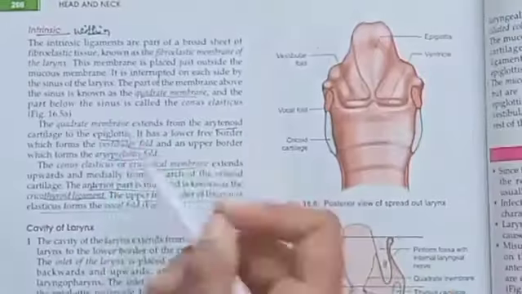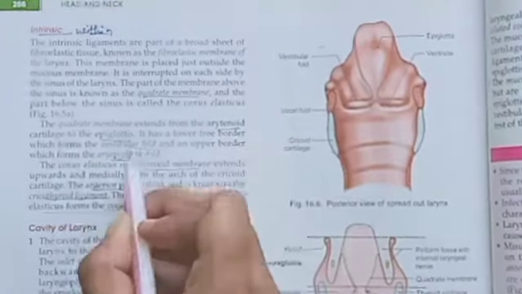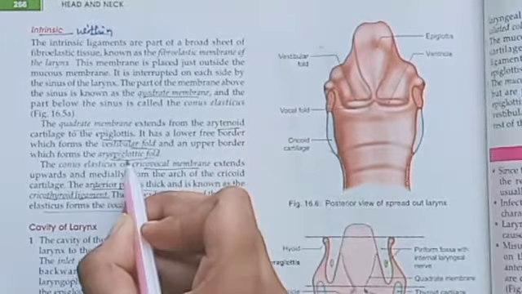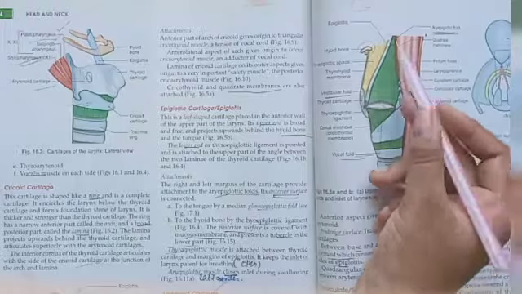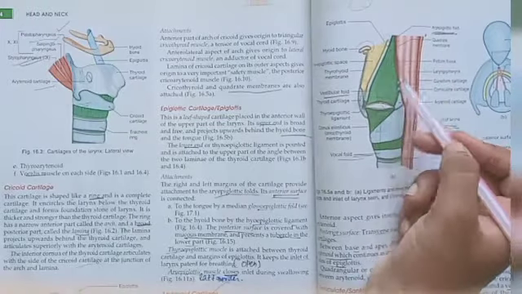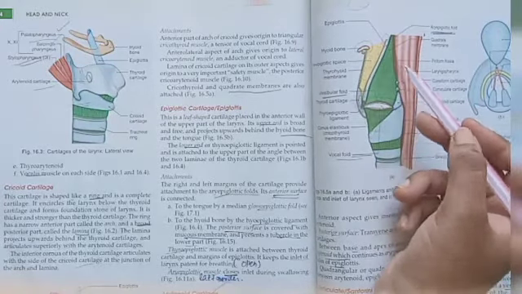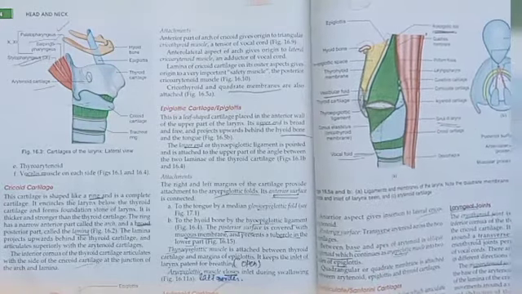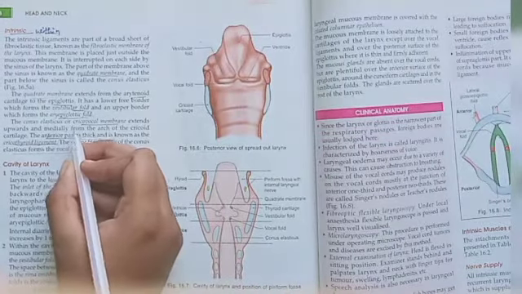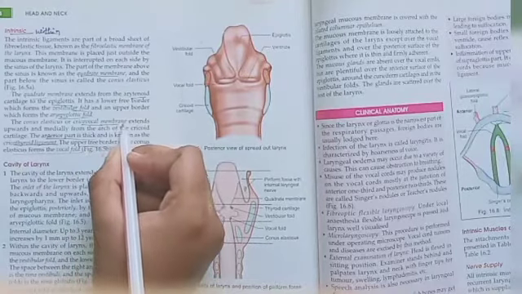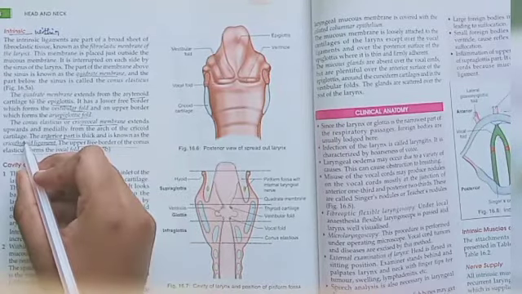So what is the quadrate membrane's extent that we discussed? The lower border is the free border which forms the vestibular fold, whereas the upper border forms the aryepiglottic fold. So the aryepiglottic fold is the upper fold of the quadrate membrane, where the arytenoid and the epiglottis form a fold at the upper border of the quadrate membrane. The conus elasticus or lower border is of the cricovocal membrane, which extends upward medially to form the arch of the cricoid cartilage.